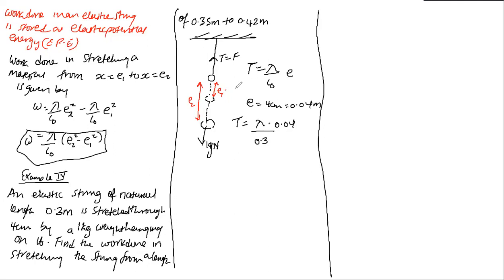But because it is at equilibrium, the sum of upward forces is equal to the sum of downward forces. And with that regard, the tension is equal to 1 g Newton. So 1 g Newtons is equal to 0.04 lambda over 0.3. With this, you can confirm lambda as 0.3 times 9.8 divided by 0.04. Calculator, what is lambda?